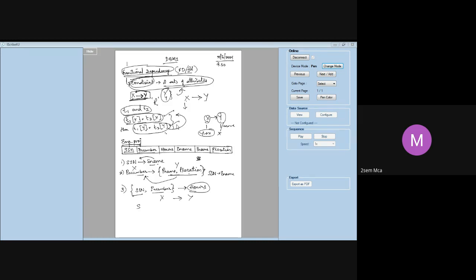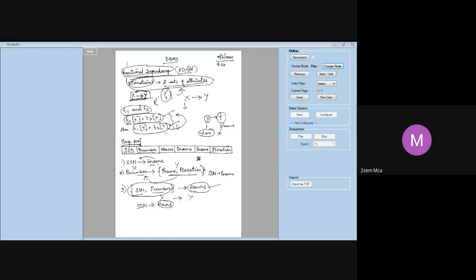Just with SSN to hours, I can't do this because one employee may be working on several projects. So when he's working on several projects, how will I determine this? That is why I have taken SSN, P number. Together they determine the number of hours that he is working on that particular project.